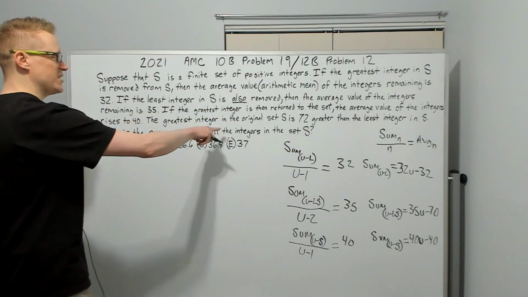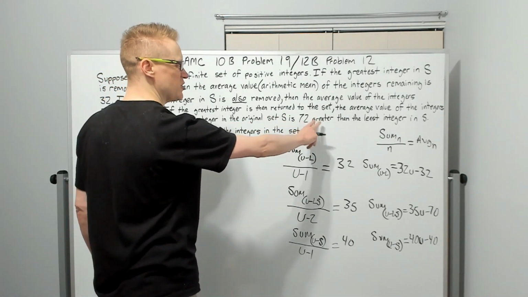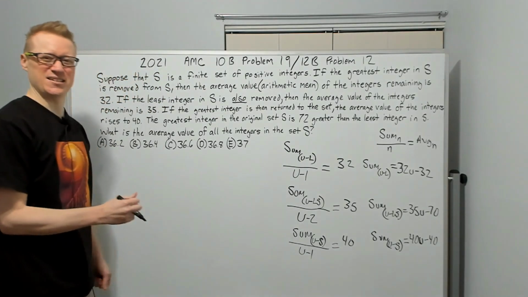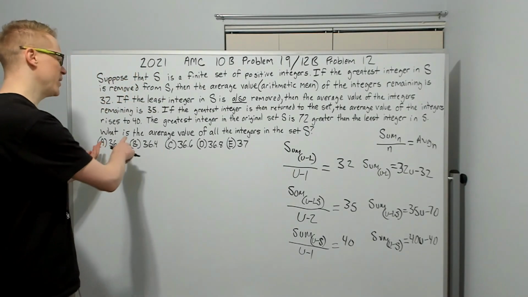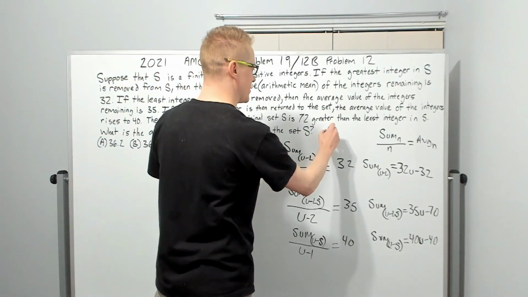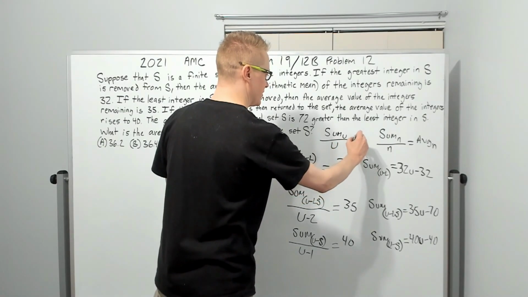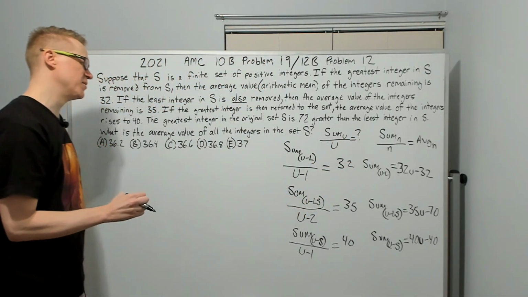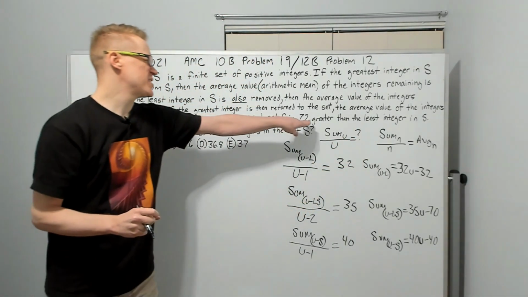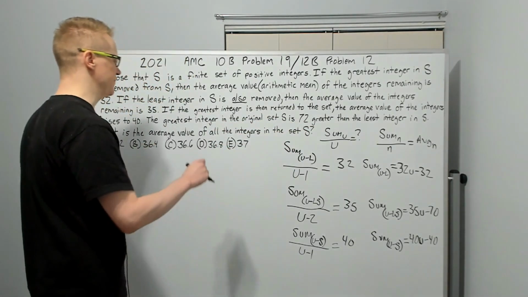The greatest integer in the original set, S, is 72 greater than the least integer in S. What is the average of all the values of the integers? So we actually want to find the sum of U over U. This is the goal of the problem. But we've got one more piece of information we haven't used yet, and we've got to figure out how we are going to use it.